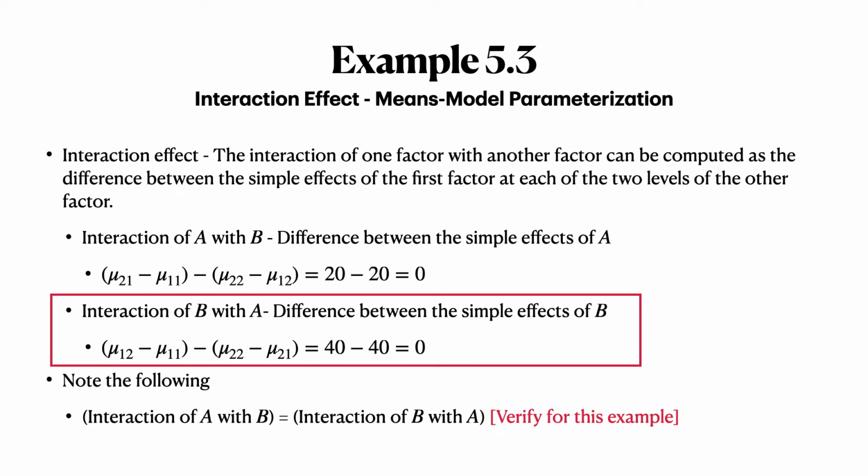Next, let's think about the interaction of B with A, and by definition, that would be the difference between the simple effects of B. The simple effect of B at the first level of A is mu12 minus mu11. The simple effect of B at the second level of A is mu22 minus mu21. Both of those simple effects were found to be 40, and so obviously their difference is going to be 0. And so the interaction of B with A is 0.